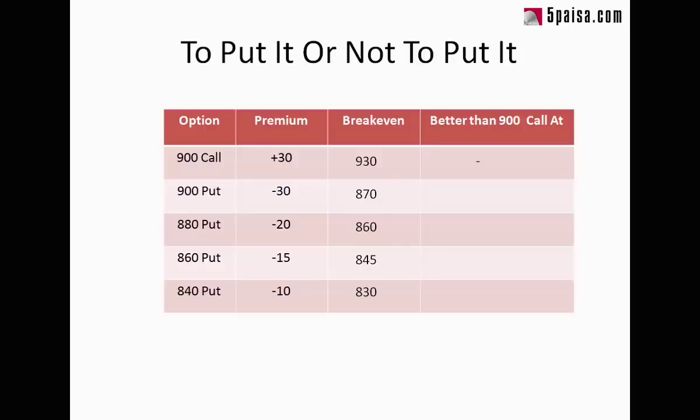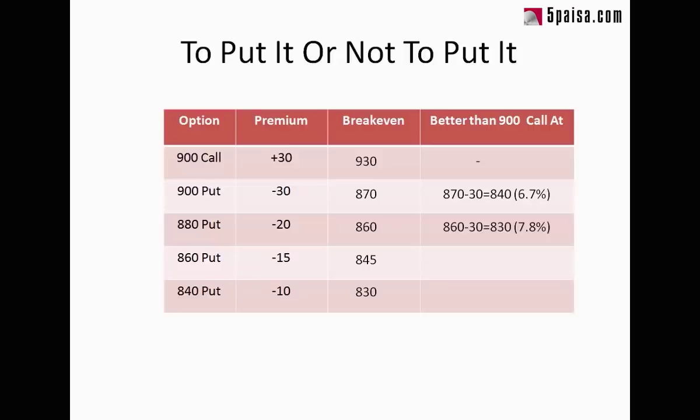Let's look at the 900 put. It breaks even at 870. So now we need another 30 rupees, which means 840 is the number at which this put performs better than the 900 call sell. In percentage terms, this is a fairly large number. In fact, it's over 6.5%, which is a fairly rare move given the market cap of Infosys. The 880 put breaks even at 860. Now we need another 30 for it to outperform the call, which is 830, that's 8%.